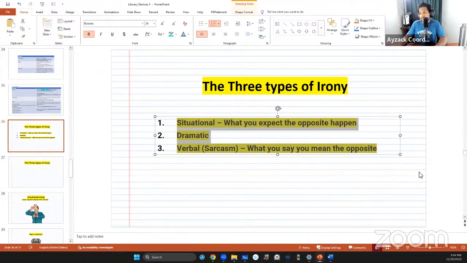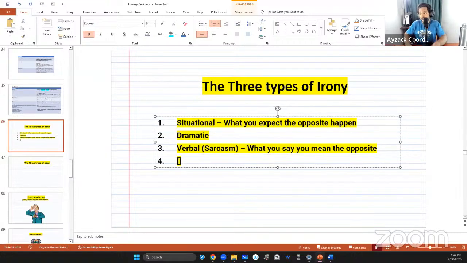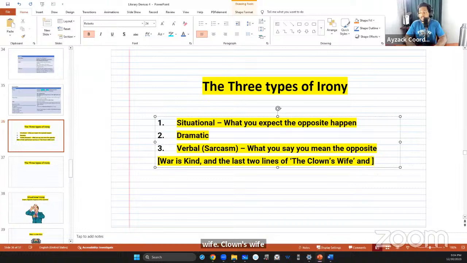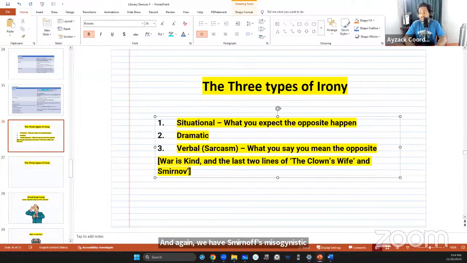We found the example for verbal irony in The Clown's Wife, right? War is Kind and The Clown's Wife are good examples for verbal irony, Nangis and Mallis. And the last two lines of The Clown's Wife. And again, we have Smirnoff's misogynistic monologue, Smirnoff's sarcastic monologue, Smirnoff's sarcastic dialogues in The Bear. These are the examples for verbal irony, very clearly mentioned in our syllabus.